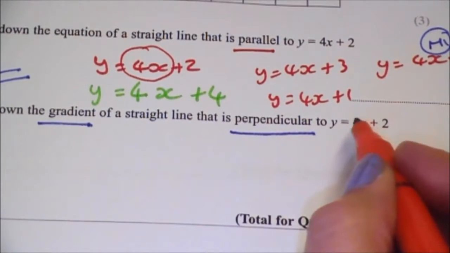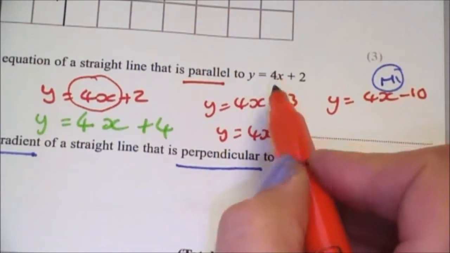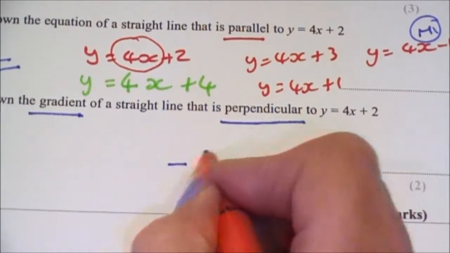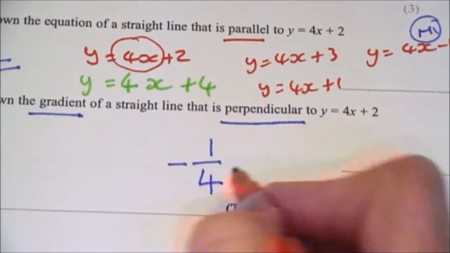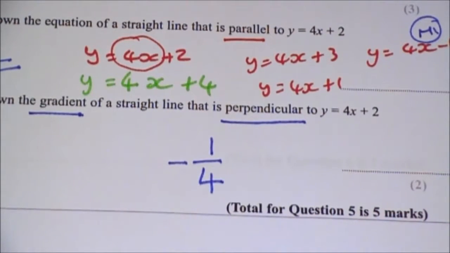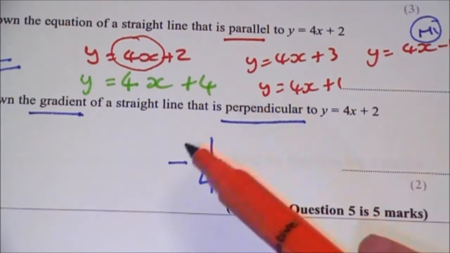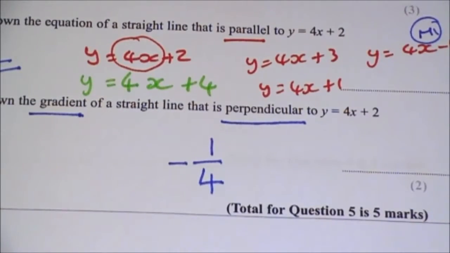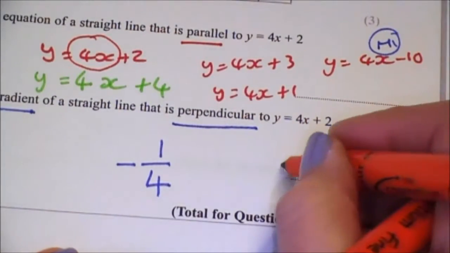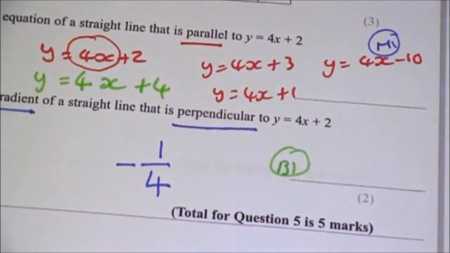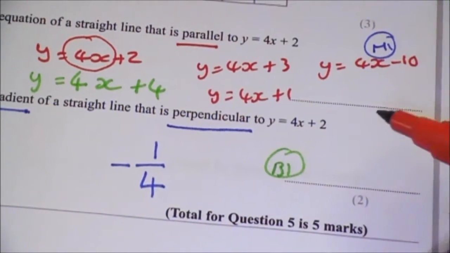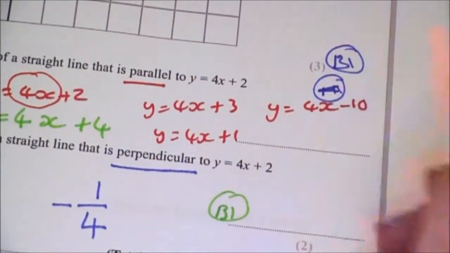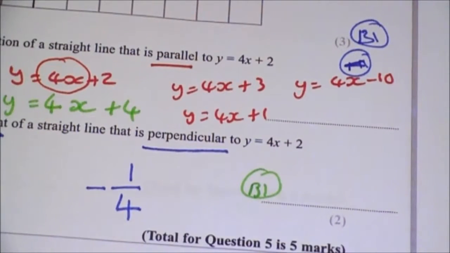And there's just a rule when working out the gradient of a perpendicular line. Our gradient there, in the question above, is 4. In order to do it perpendicular, we need to make it negative 1 over 4. So the gradient to a line that's perpendicular is just negative 1 over 4. And again, that's just worth 1 mark. It's a B mark because it's showing a piece of knowledge.